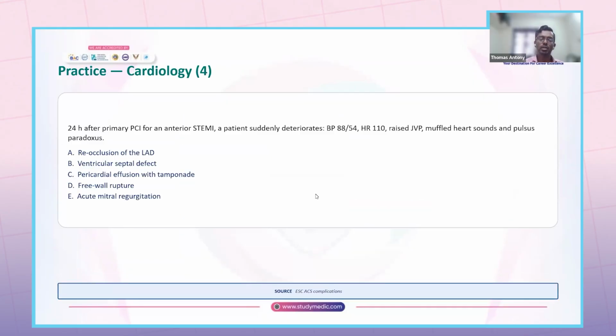So this is a question. A 24-year-old, 24 hours after primary PCI for an anterior STEMI, suddenly deteriorates. This is 24 hours after. BP is 88/54, heart rate is 110, raised JVP, muffled heart sounds, and pulsus paradoxus. So what are we dealing with here?